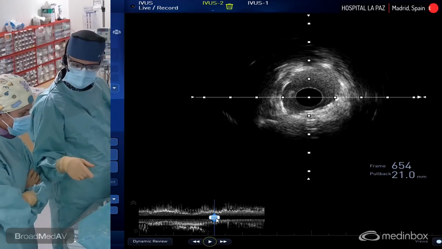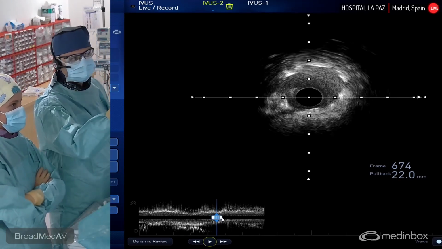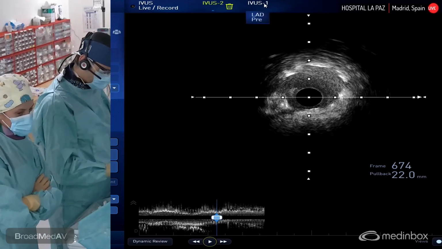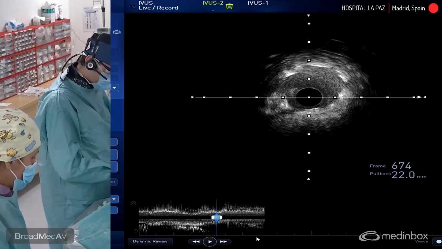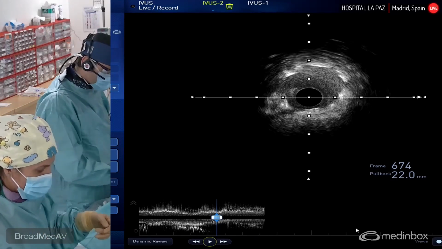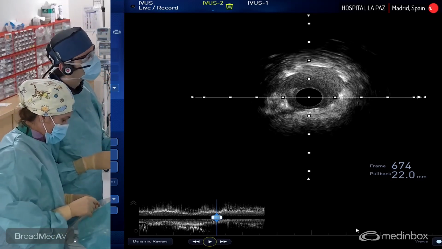I think we are doing another IVUS after the post-dilatation, no? The third one, because after the second post-dilatation we have not done IVUS, right? We are doing the third IVUS after the post-dilatation just to check the final result of the stent. And we are moving to the intermedius branch.